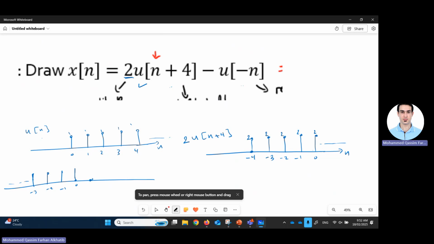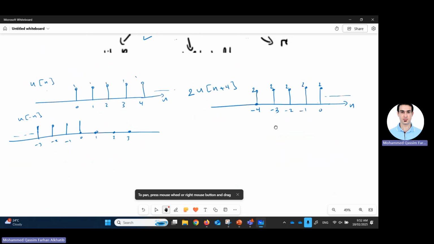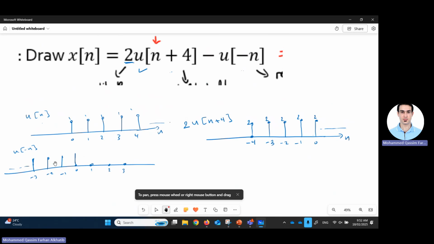At 1, I will have 0. At 2, I will have 0. At 3, I will have 0. So that's u of negative n. Okay. Now the question is asking, find the result of subtracting this sequence from this sequence.